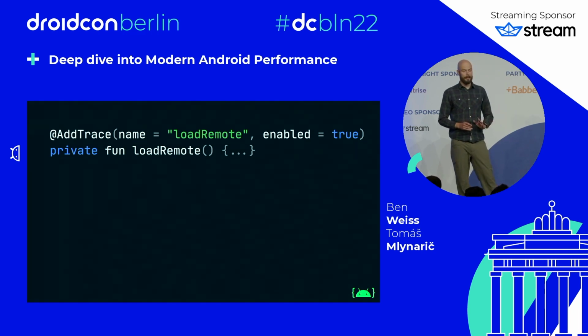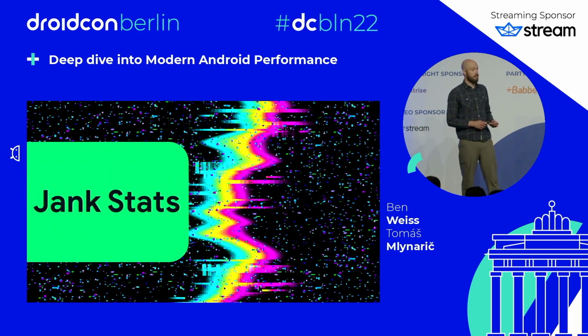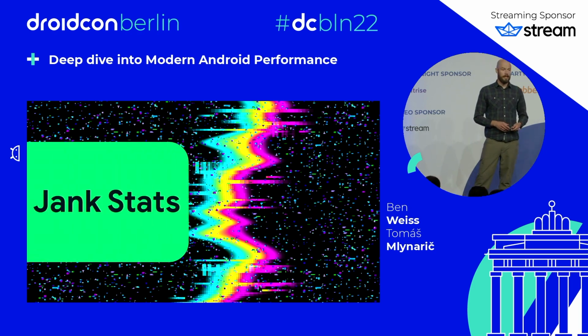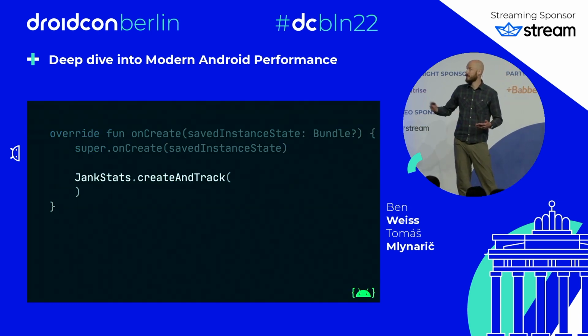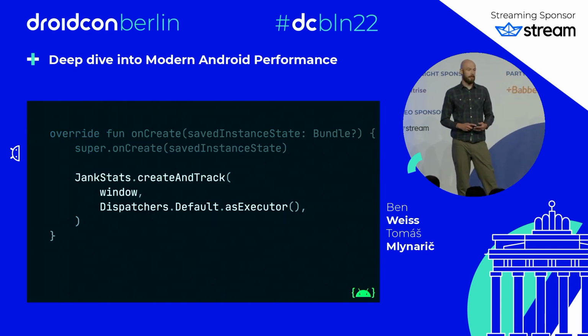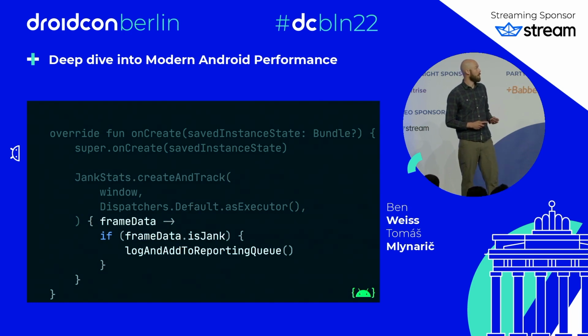Let me talk a little bit about one more thing, which is jank. For janky frames, so slow and dropped frames, we have a library called JankStats. It's currently in alpha, and it enables you to track and log every single janky frame that your application might have. In order to use it, you say JankStats.createAndTrack, and install it to the window that you want to monitor. If you have a single activity, then it's just in your activity's onCreate. You can create this, and then you can check every single frame if it is janky, and in that janky frame, you can log this into your reporting queue.